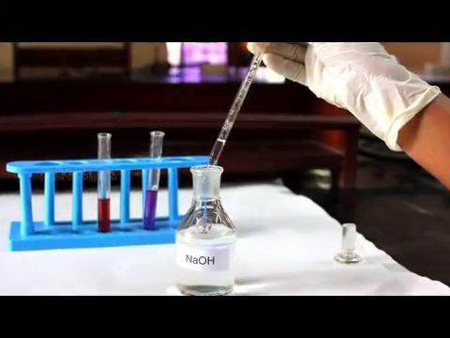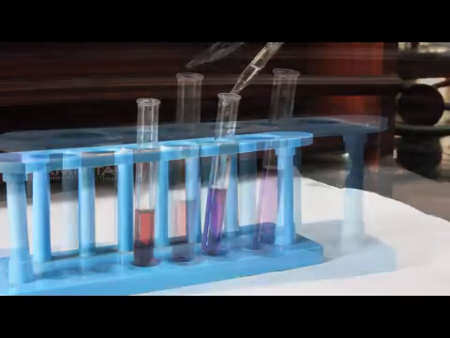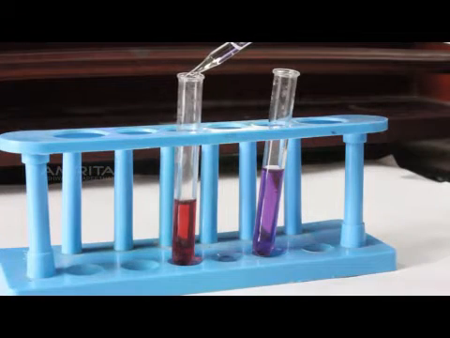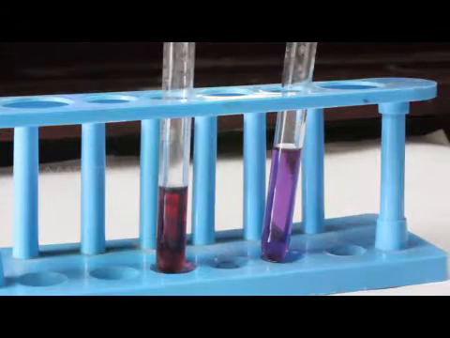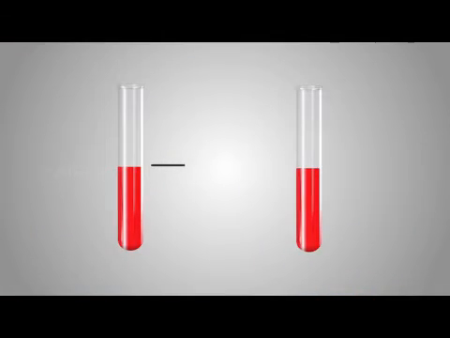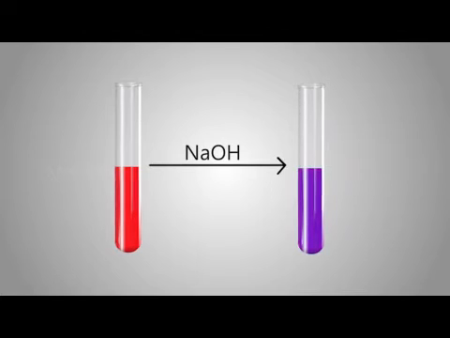Similarly, add a few drops of NaOH to red litmus solution and blue litmus solution, which are taken separately in two other test tubes. You can see that red litmus solution changes to blue, which indicates that NaOH is an alkali having pH more than 7.